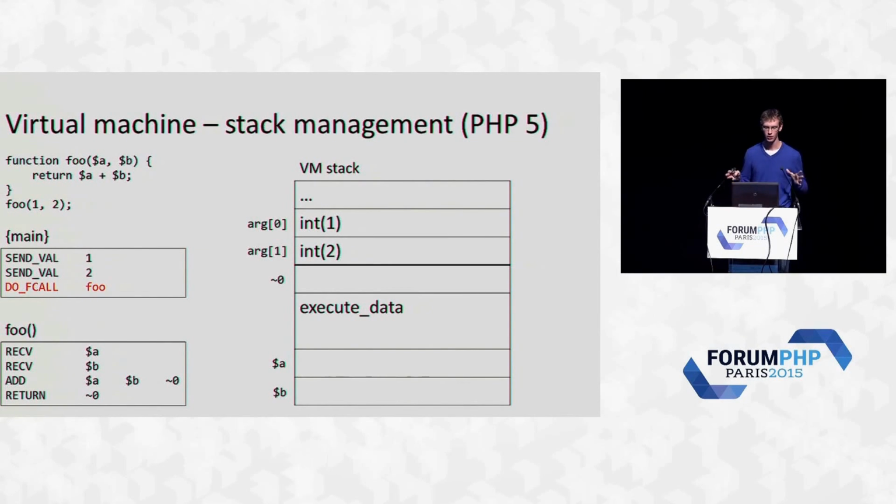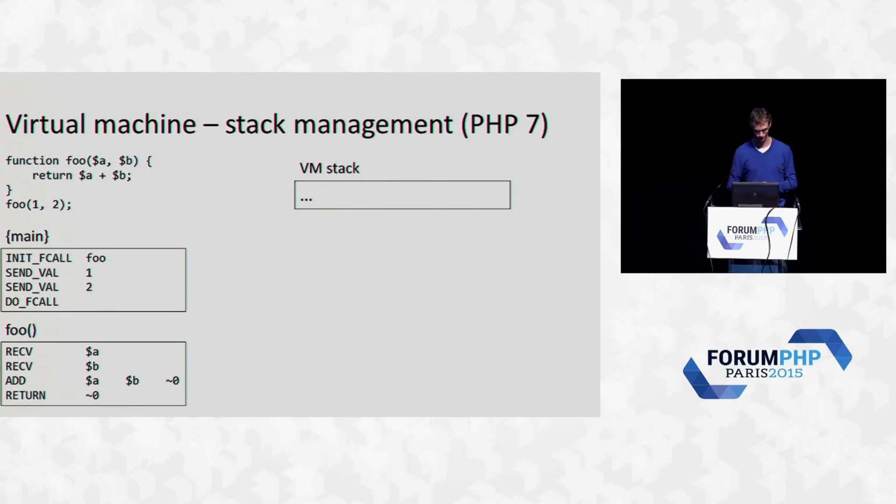The first thing we have to do when we actually enter the function is receive the arguments. What this does is copy them from the argument stack into the variable slots. So we have now duplicated this information. Then after we have received the arguments, we can simply add them together and get a result. The main thing I want to show here is that the arguments appear on the stack twice. We have them once in the argument stack and again in the variable slots. And in PHP 7, we'd like to improve on that and only have the arguments once.